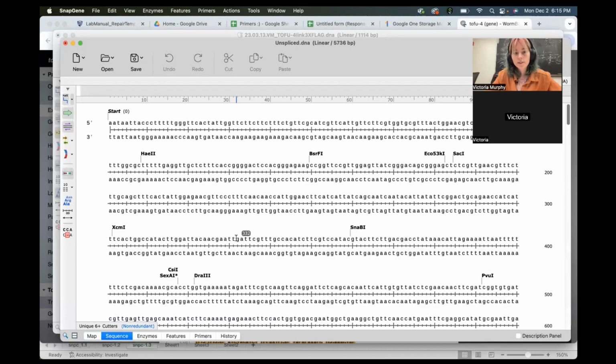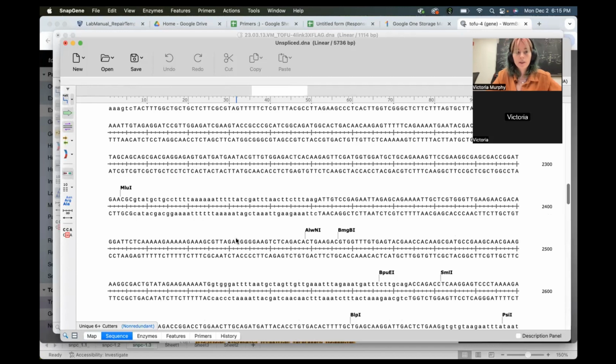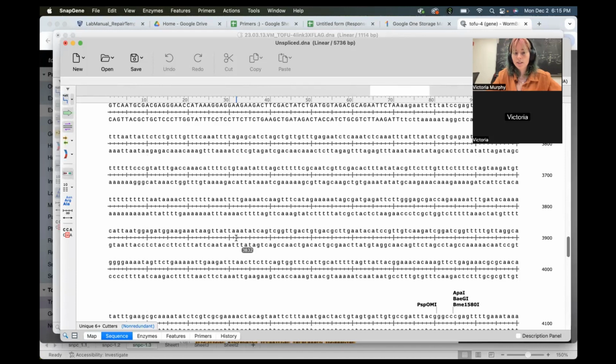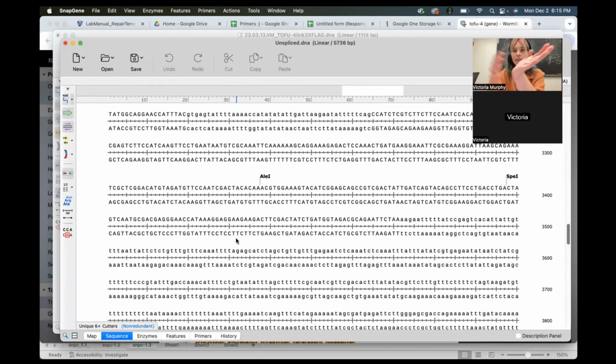And now I'm going to find where I want to insert the tag. For this specific gene, I had seen that other people had put tags on the C terminus of the protein. I wanted to insert what's called a flag tag, which works as kind of like a molecular handle.